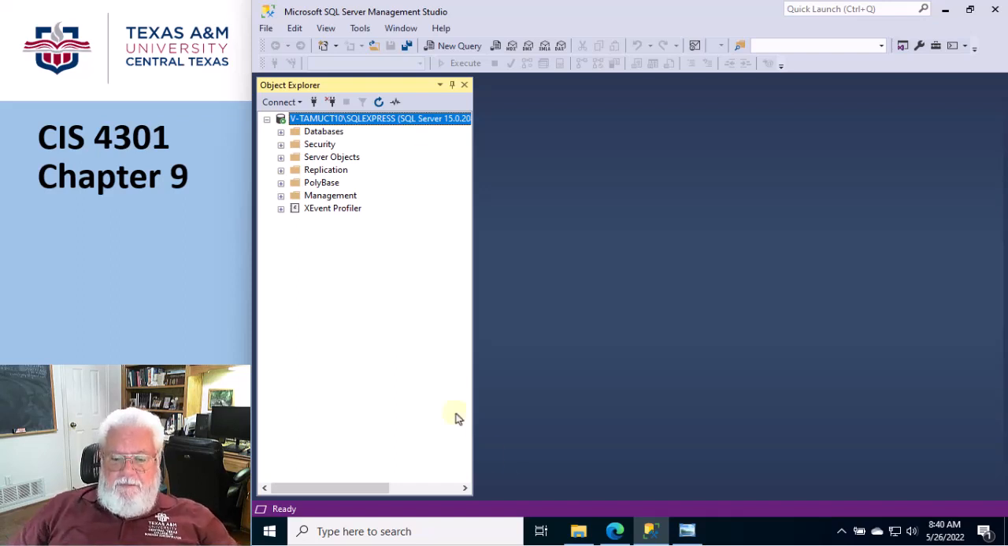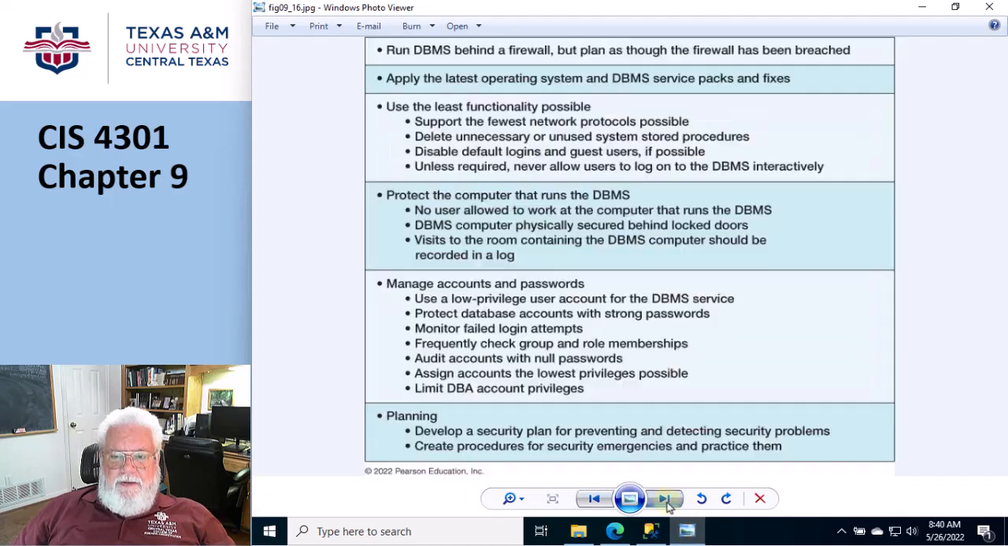So there are some guidelines on how to set up these things. The guidelines basically are: run your database management behind a firewall. And then plan for your firewall to be breached. Apply the latest operating system patches. That's fairly obvious. Then least functionality. In other words, if you typically only use one network protocol, I'm using TCP/IP and nothing else, well then turn off the others, because SQL Server can operate through all different types of protocols. So just enable the one thing that you do use. Turn off unused systems. Disable logins.